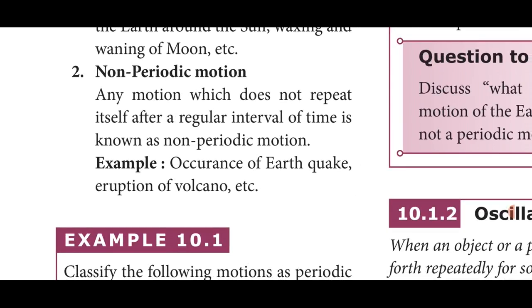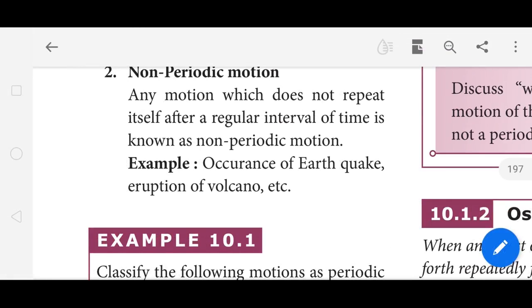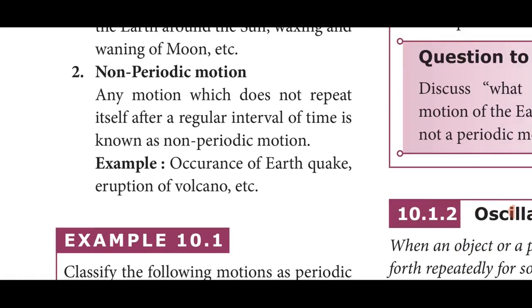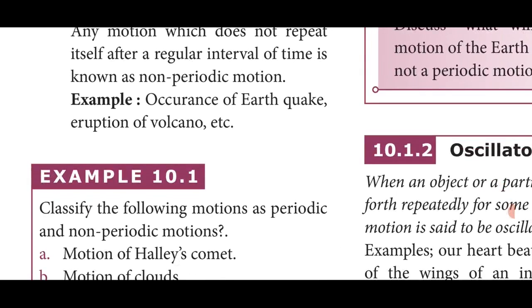Non-periodic motion is one that does not repeat itself after a regular interval of time. For example, the occurrence of an earthquake is non-periodic, and also the eruption of a volcano. So periodic means the repetition takes place at regular intervals of time. If the repetition does not take place at regular intervals of time, that is non-periodic motion. Understood what periodic and non-periodic motion are, students?